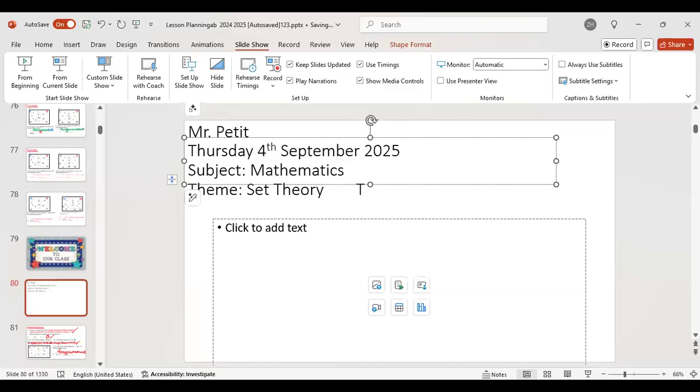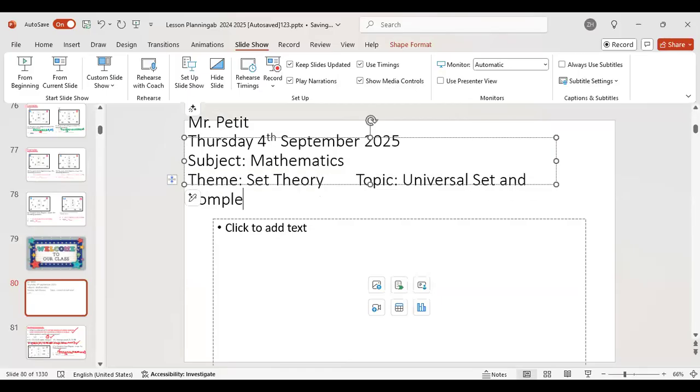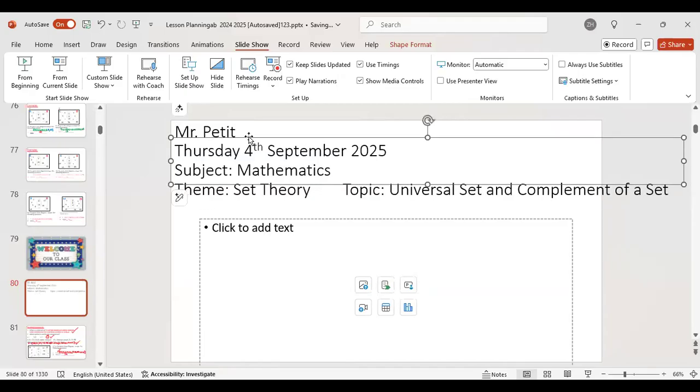And today we'll be looking at the universal set. We'll be reviewing that, because we did that yesterday, and then we'll be looking at the complement of a set. That's the main thing for today.